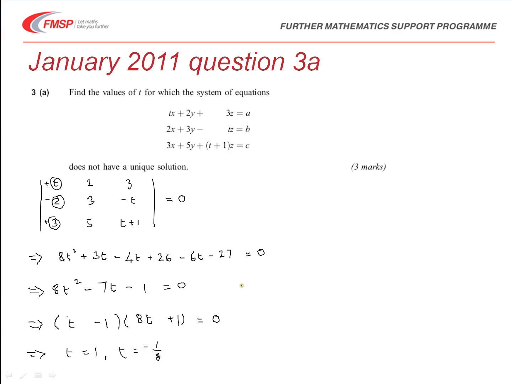Okay, well, why did they give you the 3 marks? Well, a method mark for identifying that you need the determinant and having the correct coefficients in there. For then equating to 0 and solving the quadratic, you'll get a method mark, and then an accuracy mark for obtaining the correct values of t.